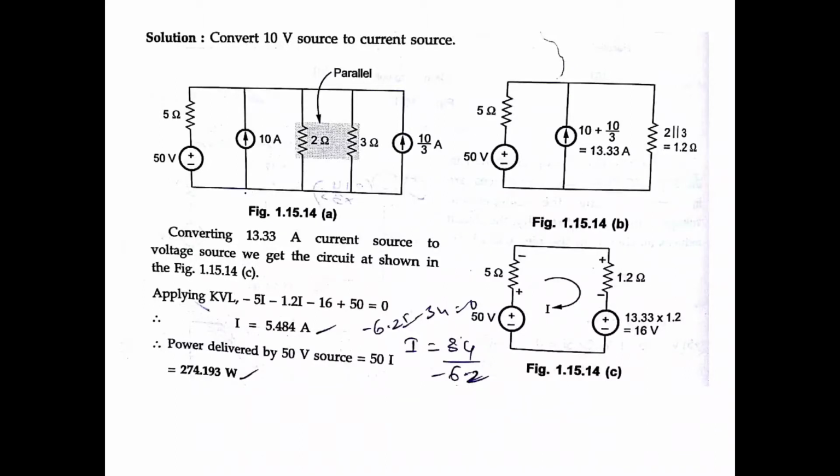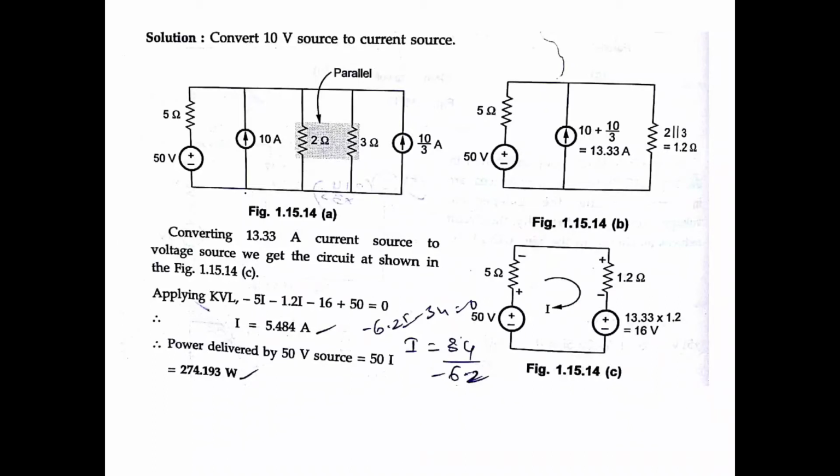This one. Okay, 5 ohm, 50 volt as it is, 1.2. Here 13.33 into 1.2. Why? Current source to voltage source, I into R, 16 volts. Just applying KVL to the entire circuit. 5i plus 2 minus 1.2i, next minus 16 plus 50. We get I equal to 34 by 6.2. We get 5.484 amps. It's the current value.